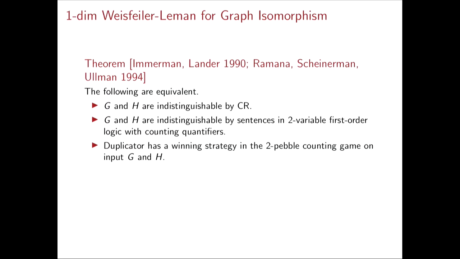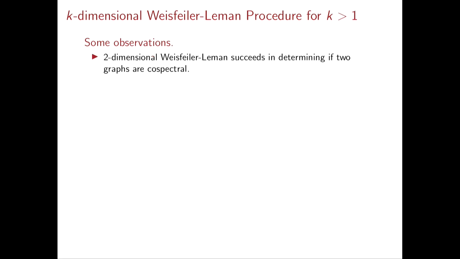But I need counting quantifiers also. Because I count, I ask, are there five neighbors that are red when I do color refinement? So I need counting quantifiers. That is precisely when the two graphs are indistinguishable by one-dimensional Weisfeiler-Lehman. So there is this three-way interesting connection. One-dimensional Weisfeiler-Lehman indistinguishability of two graphs, fractional isomorphism of the two graphs, and equivalence under two-variable first-order formulas with counting quantifiers. Okay. So when we have a three-way equivalence, it's a pleasing thing to see.